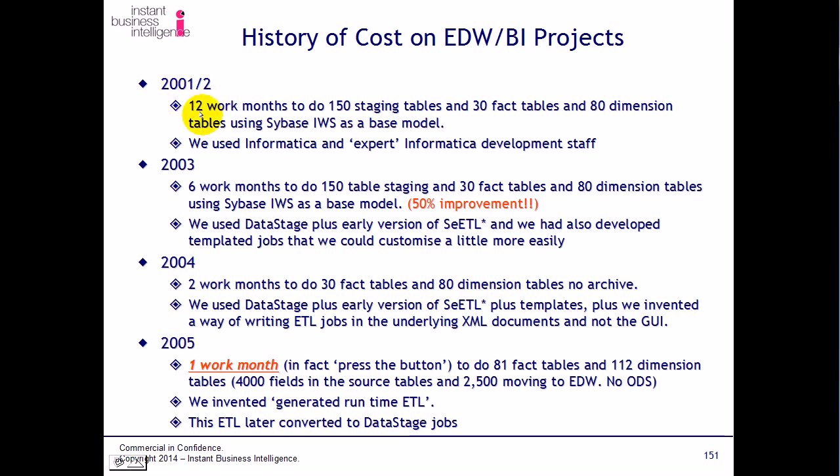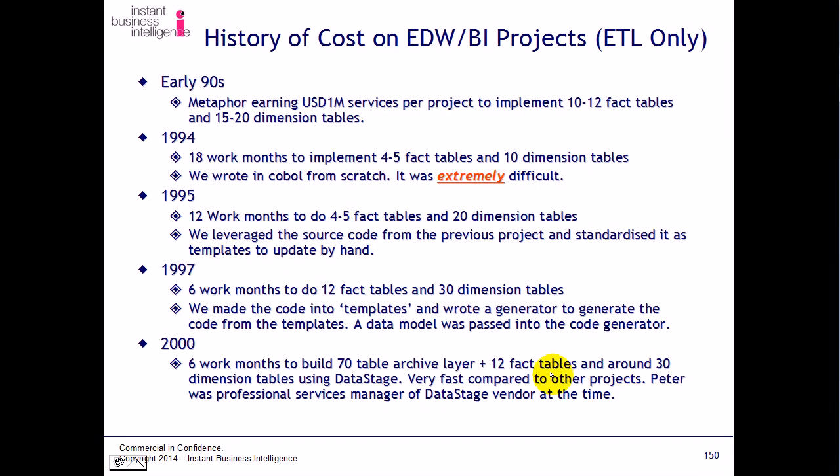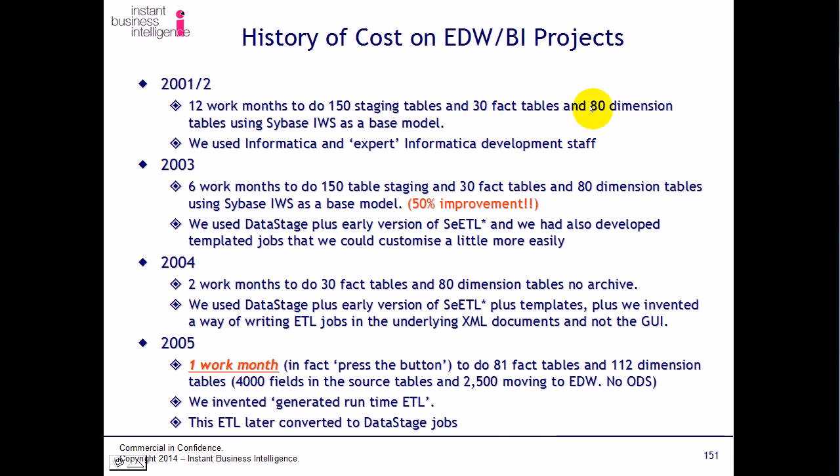In 2001-2, we did 12 work months to do 150 table staging area, 30 fact tables and 80 dimension tables. So look at the numbers going up. 12 fact tables, 30 dimension tables. 30 fact tables, 80 dimension tables, more than twice my previous largest effort. This was my first two IWS implementations. So when you start doing 150 staging tables, 30 fact and 80 dimension tables, this was, whoa, this is twice as complex as anything else I have ever done.